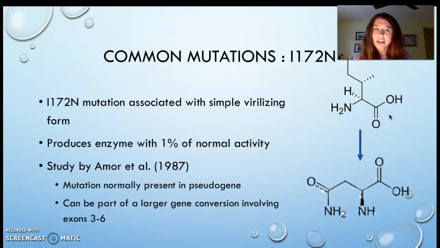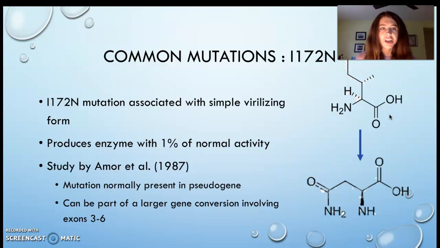So I want to analyze the isoleucine to asparagine mutation at position 122 a little more. This is the only mutation that's solely associated with the simple virilizing form. When you think of simple virilizing form, everyone looks at this mutation. And this is because it produces an enzyme with 1% of normal activity, and I really just wanted to look at why. In a study done by Amor et al., he found that this mutation is normally present in the pseudogene, and because usually when it undergoes gene conversion, it's transferred along with mutations in exons 3 through 6. This could explain why enzymatic functioning is so compromised, because it's normally transferred along with a series of other mutations that will affect functionality there.